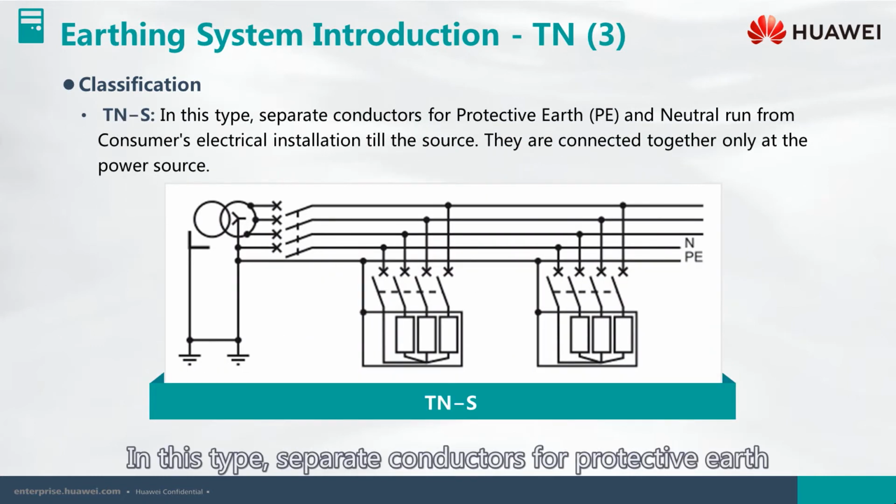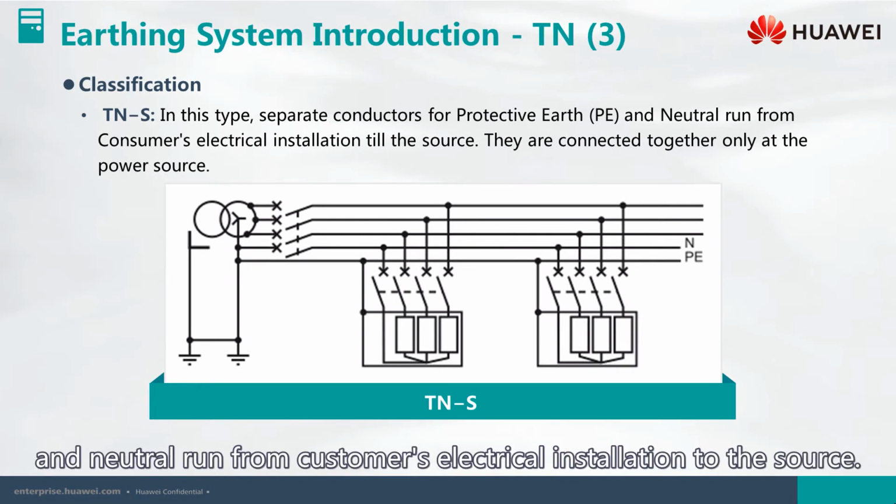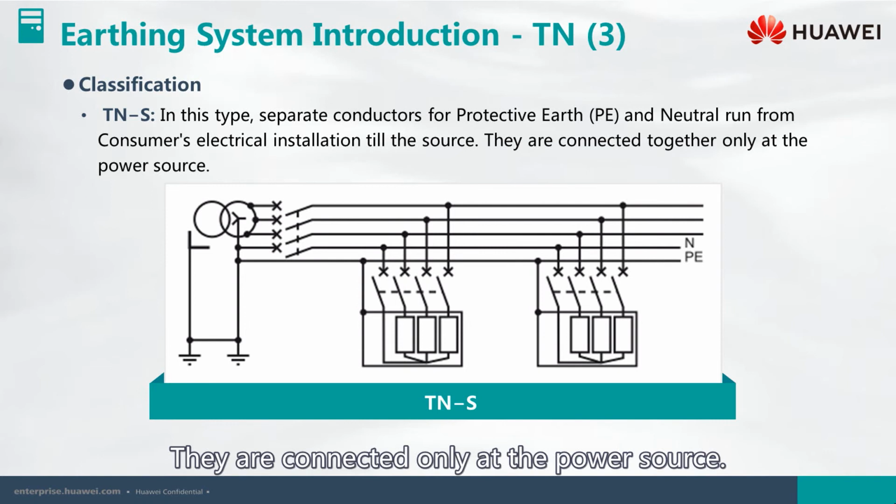TN-S. In this type, separate conductors for protective earth and neutral run from the customer's electrical installation to the source. They are connected only at the power source.